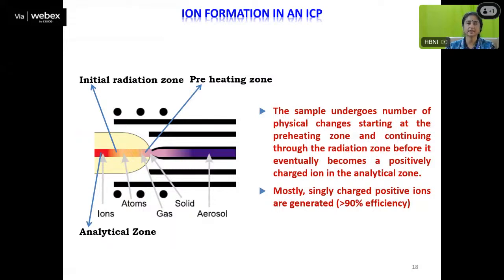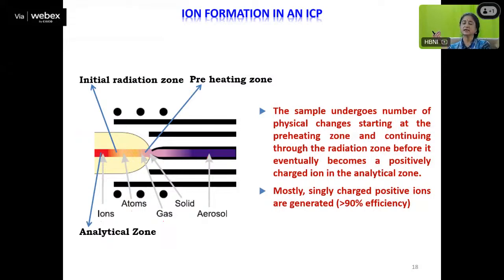So now how are the ions forming here? You can see the various zones shown here, the analytical zone. When your aerosol passes through this and reaches the very high temperature region, the solvent will be lost, solid particles will form, then the solid will convert to gas, then atoms, then to ions in the analytical zone. This is the process through which the analyte in the sample gets atomized and ionized. The sample undergoes a number of physical changes starting at the preheating zone and continuing through the radiation zone before it eventually becomes a positively charged ion in the analytical zone.